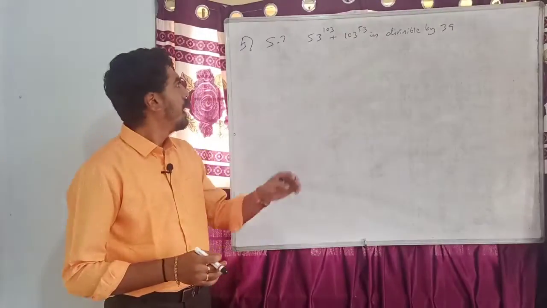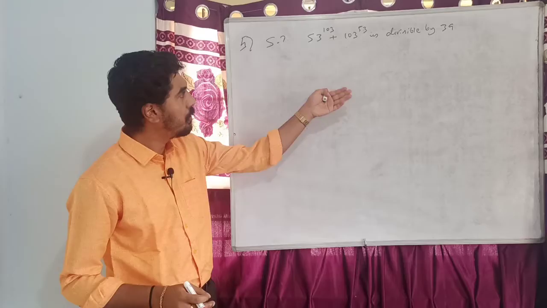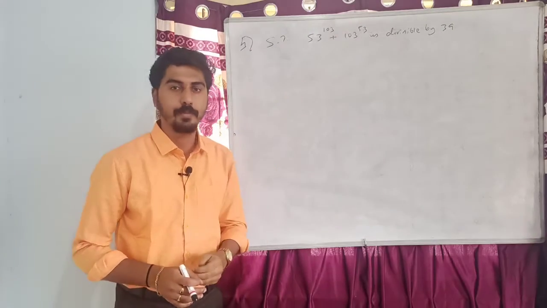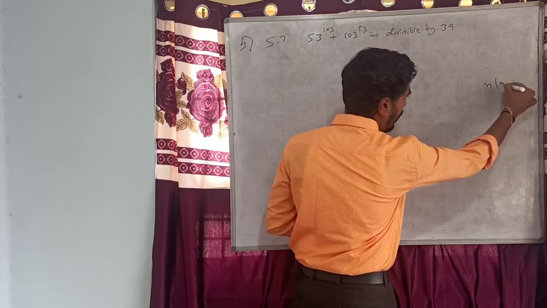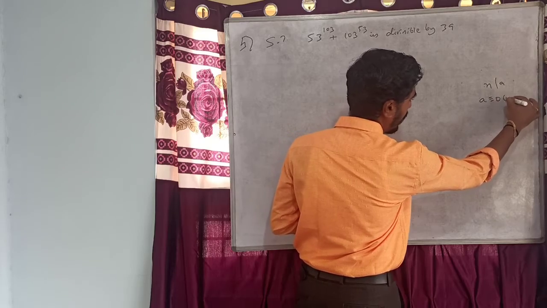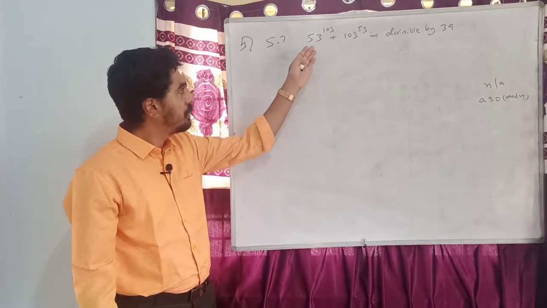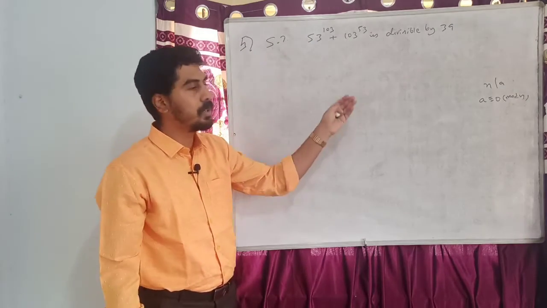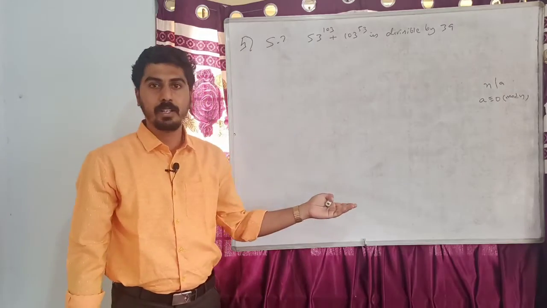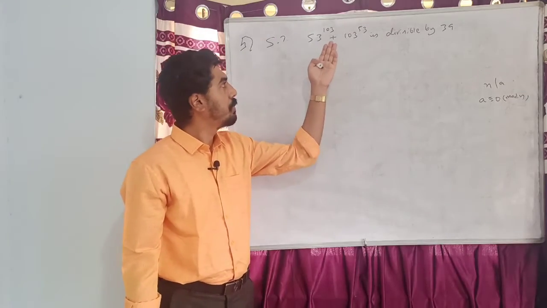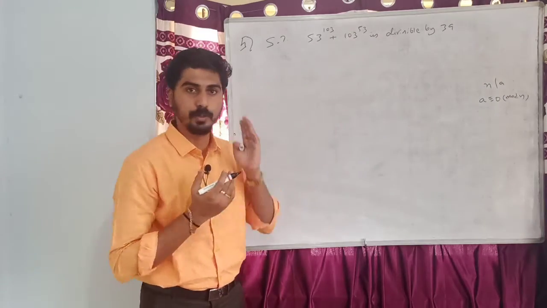Okay. Now consider one more problem. Show that 53 power 103 plus 103 power 53 is divisible by 39. I have already told you that to show that n divides a, it suffices to show that a is congruent to 0 modulo n. So here I am going to show that 53 power 103 plus 103 power 53 is congruent to 0 modulo 39. First I consider 53 power 103 modulo 39. Let us find the remainder, and later we shall find 103 power 53 modulo 39 and its remainder. If we add those two remainders, we should get 0.